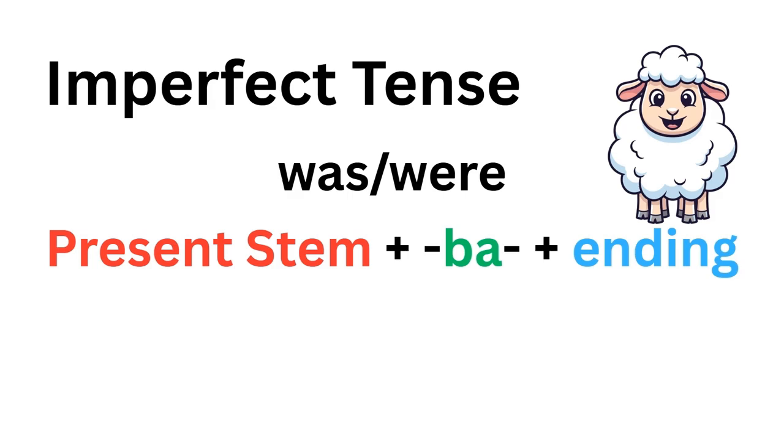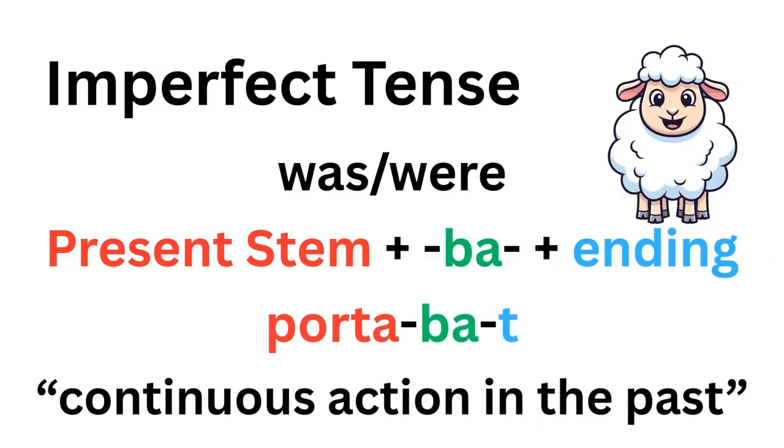For example, if I take the verb porto, portare, I carry, to carry, and I want to put it in the third person singular imperfect, I take the present stem, I add BA, and then I add my ending, and I get portabat. This translates as he was carrying. This is what's called a continuous action in the past, which means that the action is ongoing at the time of the story. So for example, he was carrying the cup when he fell over. Portabat shows that it is an ongoing action before the fall.